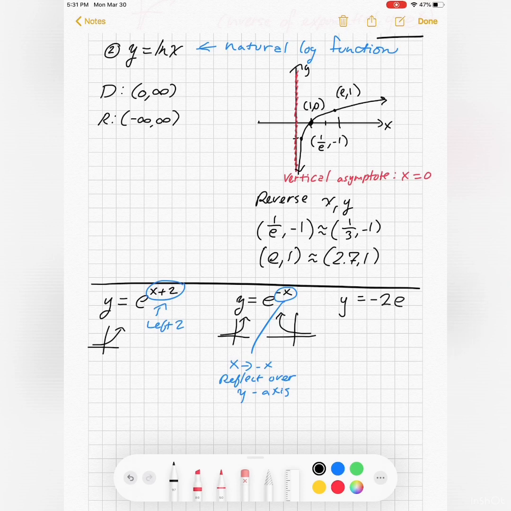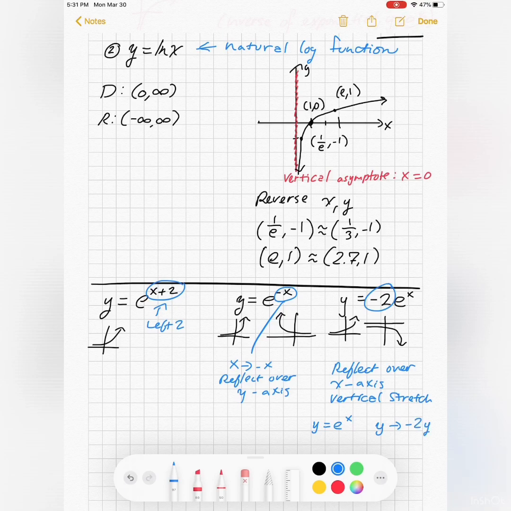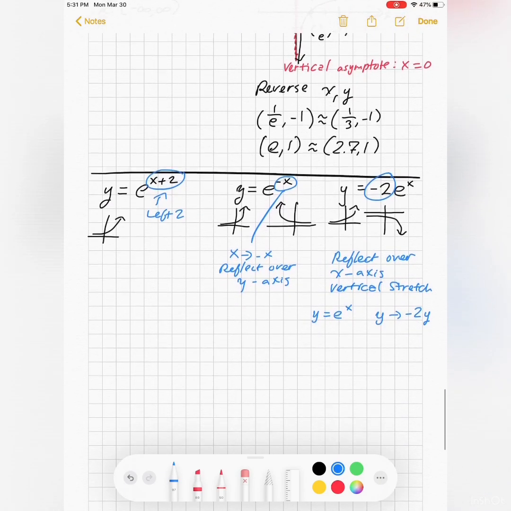If I have negative 2 e to the x, then I have an exponential function where the whole thing becomes negative, so the y becomes negative. Then I multiply the y's by 2. So there I really have two things: a reflection over the x-axis, and a vertical stretch. Overall, I would take the points on the graph of e to the x and multiply all the y's by negative 2.